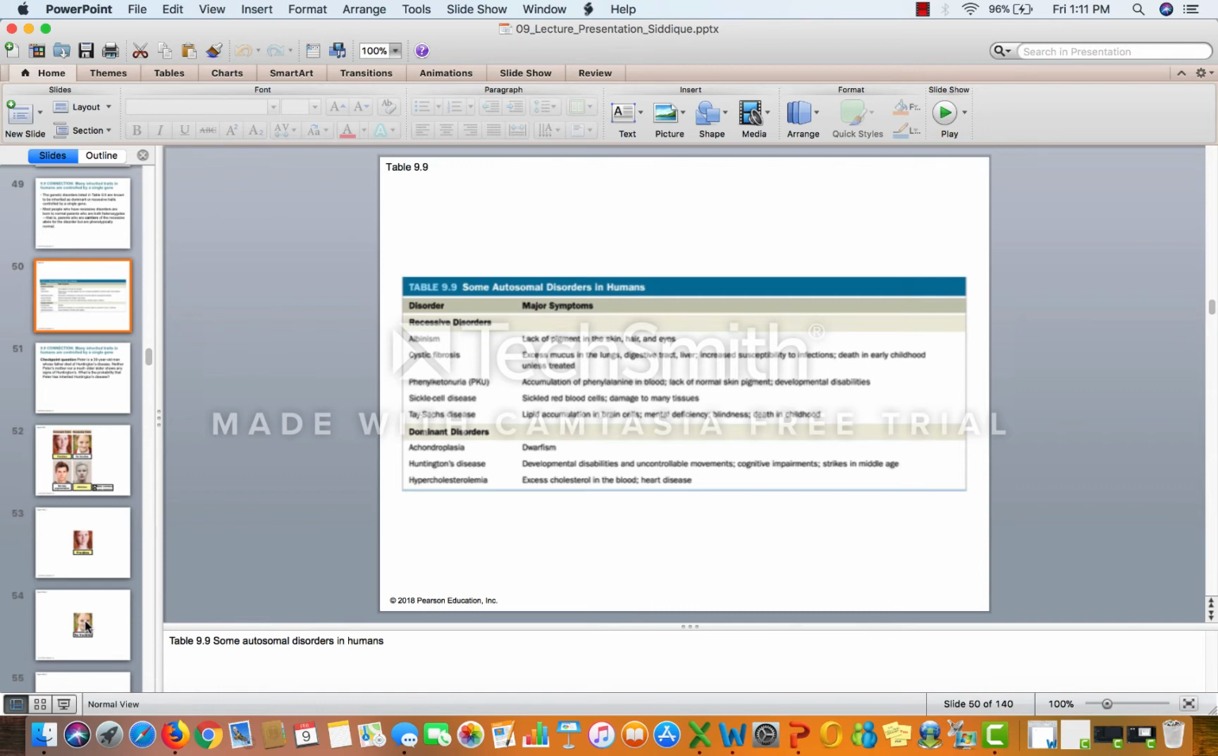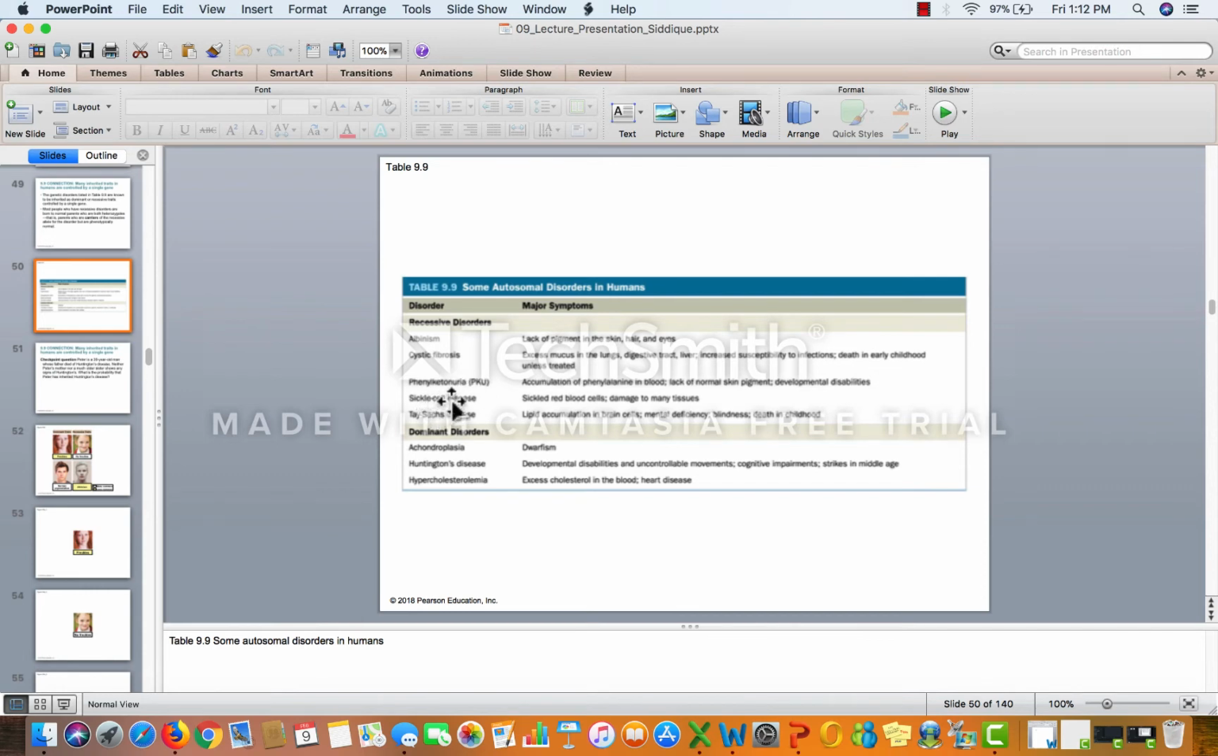Here are some examples, by the way. Albinism, that's basically a lack of pigmentation in the skin; you have light blue eyes, white skin, white hair, okay? Cystic fibrosis is another autosomal recessive trait. It is extra mucus in the lungs, digestive tract, and liver, increased susceptibility to infectious diseases, and unfortunately death in early childhood unless it's treated. PKU, or phenylketonuria, is an accumulation of phenylalanine in the blood, a lack of normal skin pigmentation, and developmental disabilities later on.